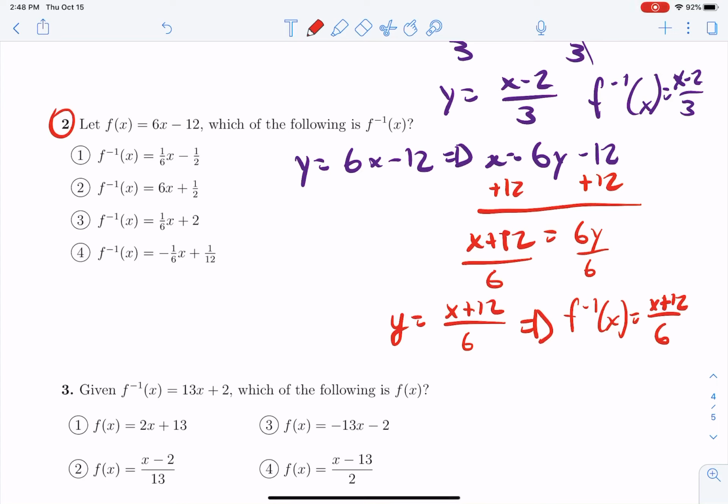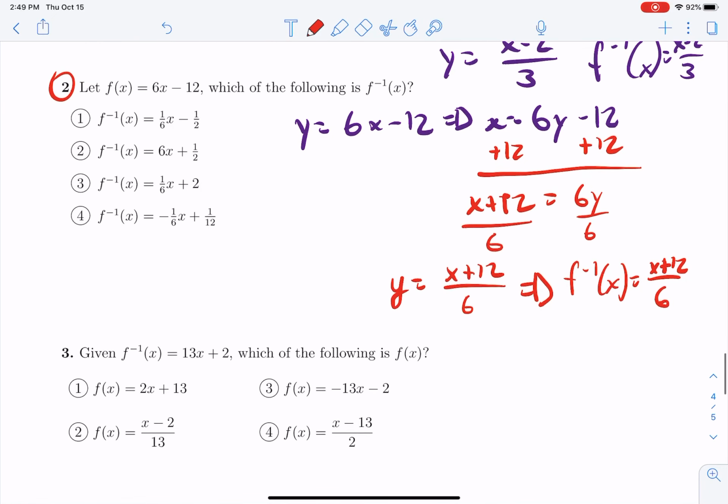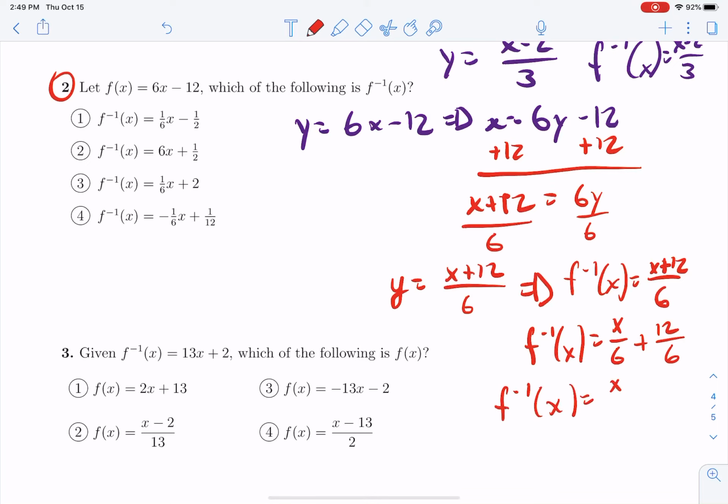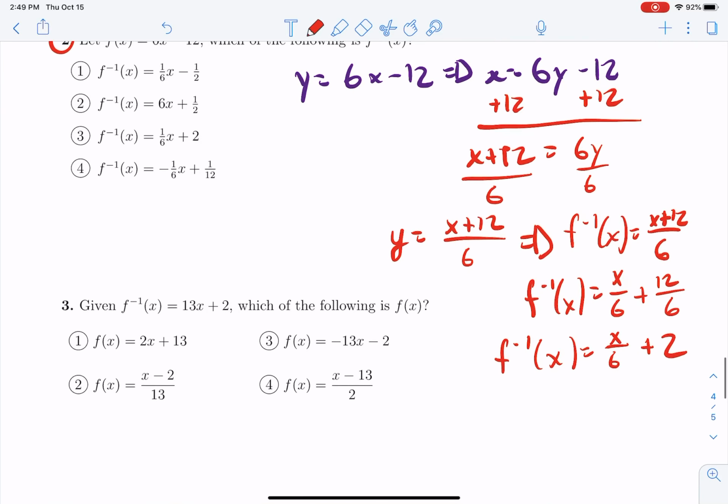No, I don't. Ugh, oh no. All right, let's see what we can do to maybe manipulate it. The first thing I might do to manipulate my answer so I get something that I see is split that into two fractions. I'm going to write x over 6 plus 12 over 6. Okay, I still don't see that. So I'm going to write x over 6, simplifying that as plus 2. I still don't see that. So I'm actually going to rewrite this as 1 over 6 x plus 2. And that is choice 3.